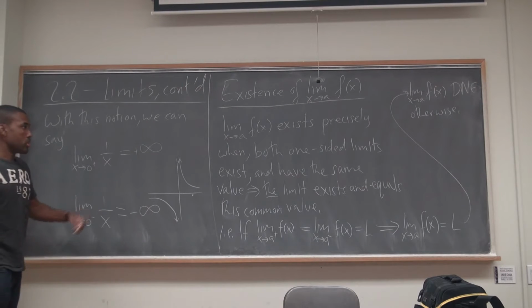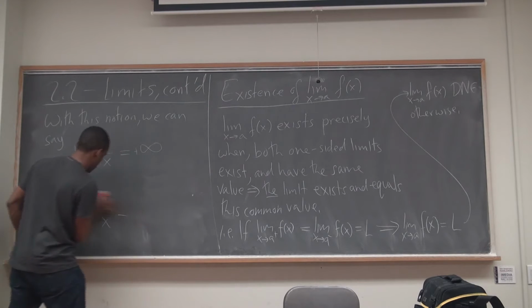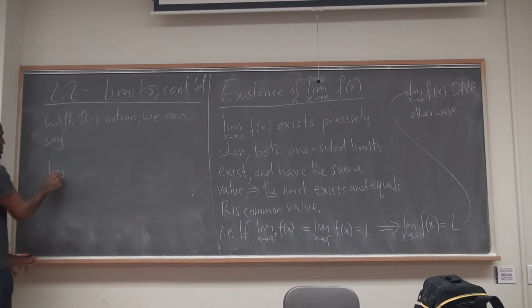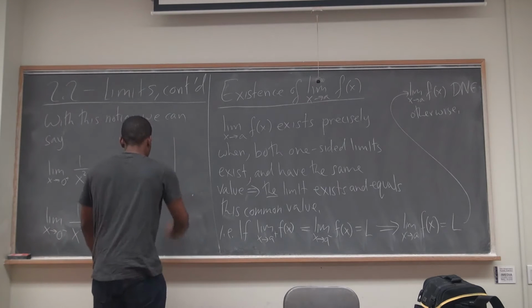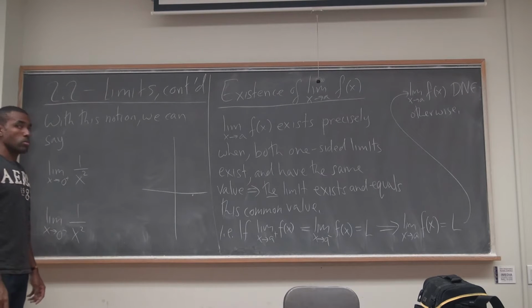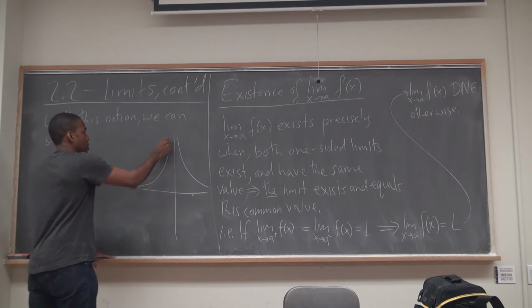So let's talk about a similar example to this one. Let's look at a similar function. Again, I'm looking at one side as I approach 0 from the left and the right, but now I'm making it slightly different: 1 over x squared. What does 1 over x squared look like? It almost looks like this.